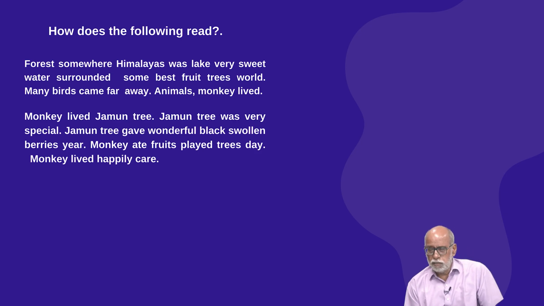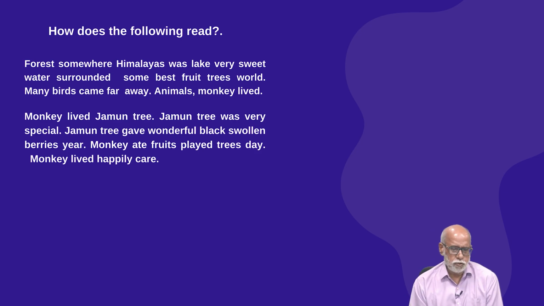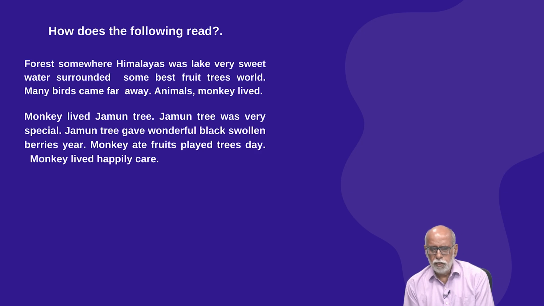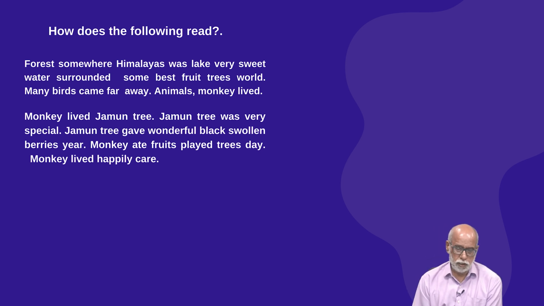What do you think? We have already seen this unit, and if you remember, it will help you. You can see it simply says, once again it is a jumble of words. Forest somewhere, Himalayas, vast lake, very sweet water, surrounded some best fruit trees, world. What are we talking about? Who are we talking about? Is there a problem here? Okay? That is the problem, that the problem is not clear.